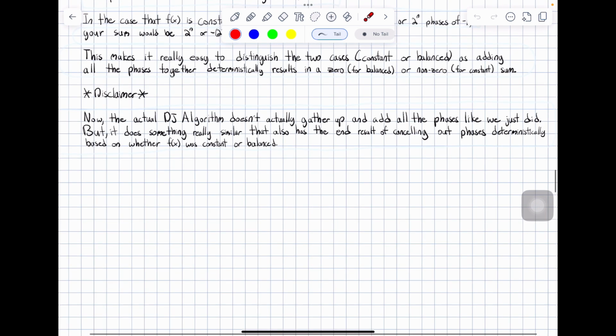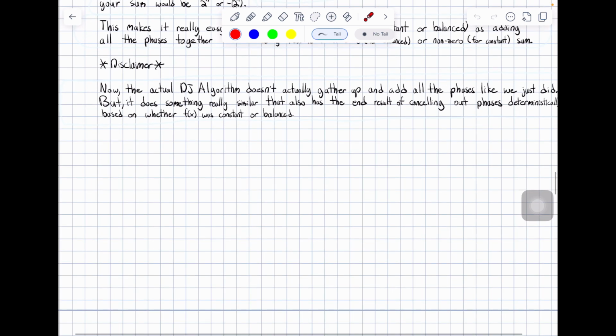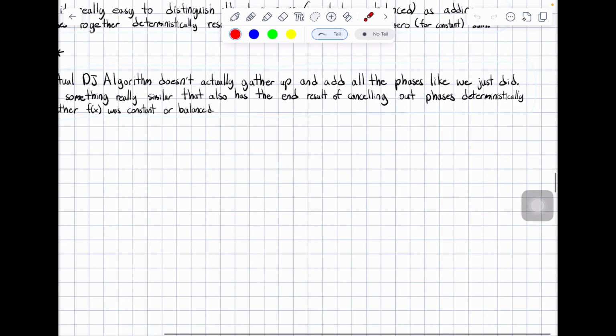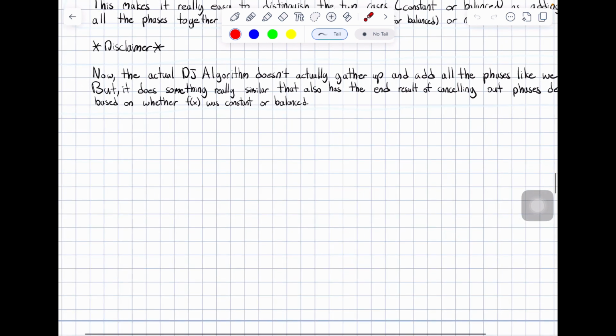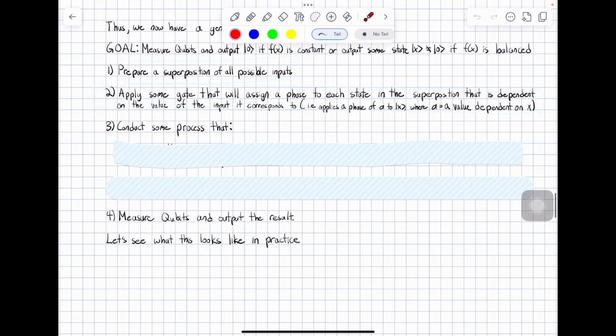One small disclaimer I have to make is that the actual Deutsch-Jozsa algorithm doesn't actually gather up and add all the phases like we just did, but it does something really similar, in that it also has the end result of canceling out phases deterministically based on whether f of x was a constant or balanced function. Thus, we now have a general plan of action to solve this problem.